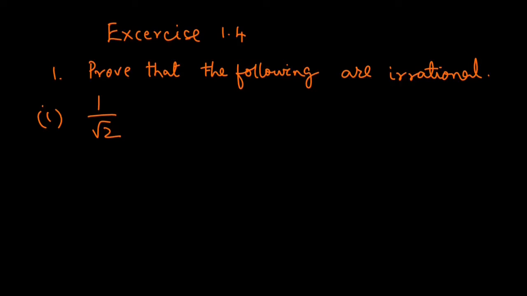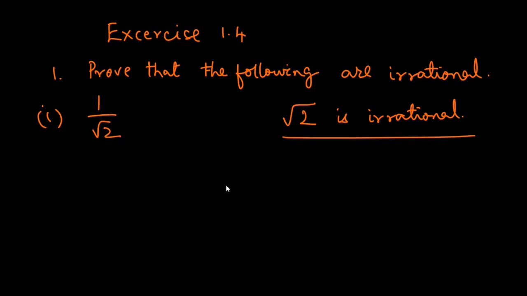Hi everyone. In this video, we will see exercise 1.4. First question, prove that the following are irrational. First one is 1 by root 2. So we already know that root 2 is irrational. Using this fact, we will prove that 1 by root 2 is irrational. Let us assume that 1 by root 2 is rational.